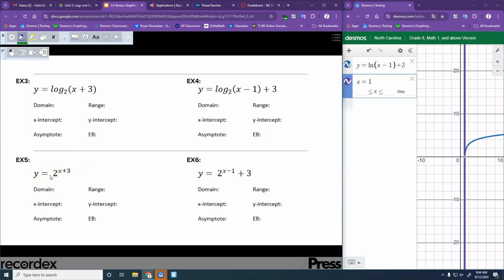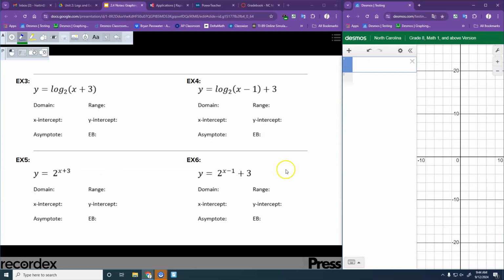All right. We're going to use, actually, let's use Desmos. Y equals 2 to the x plus 3. All right. So, what is my domain for that? Oh, yeah. That makes a big difference. Thank you. That needs to be in the parentheses. Okay, that looks better.